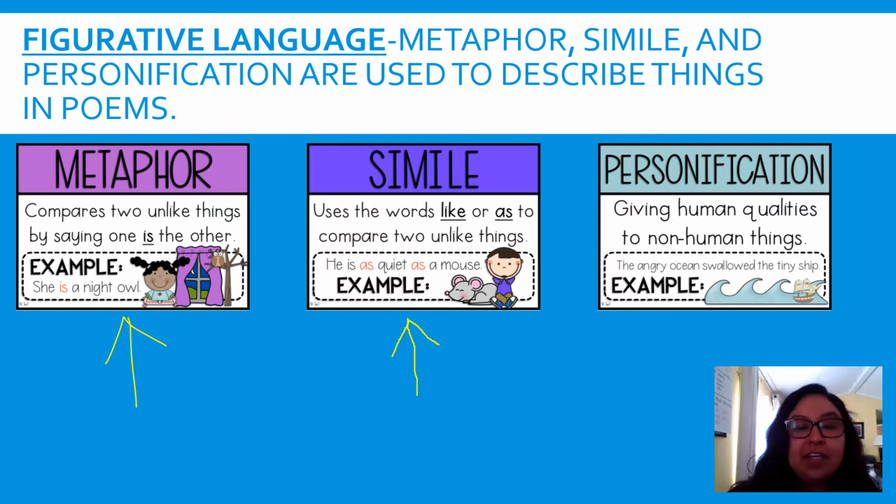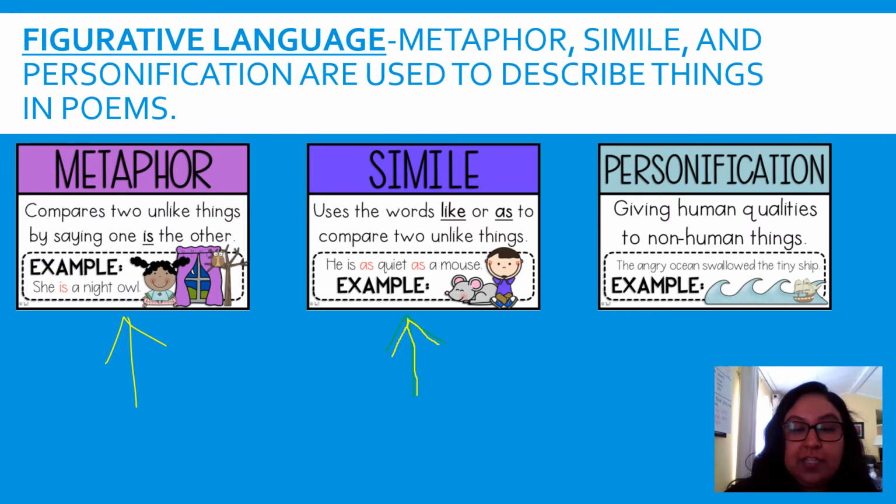All right. The next one is simile. Can you say simile? Okay. In similes, we use the words like or as to compare two unlike things. The example they give here is, he is as quiet as a mouse. The boy is being compared to a mouse, two unlike things, but they're saying that because the mouse is so quiet that the boy is also quiet. So they're comparing the boy to a quiet mouse.